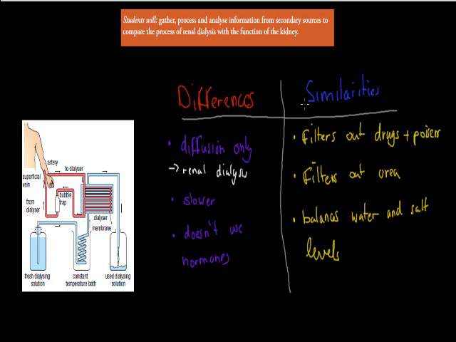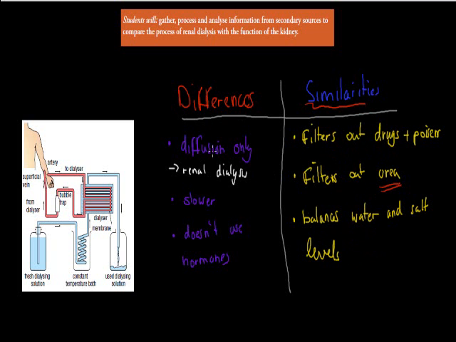So first, similarities. Similarities are that they filter out drugs and poisons. So just like our kidney, that renal dialysis machine also does that. It removes drugs and poisons. It also removes urea, which is good. And it helps us balance our water and salt levels. So the main functions of the kidney, the renal dialysis machine does too, which is good because otherwise people who would have had a kidney failure would die quite quickly, because this needs to happen on a regular basis.